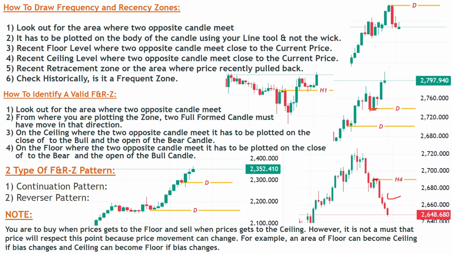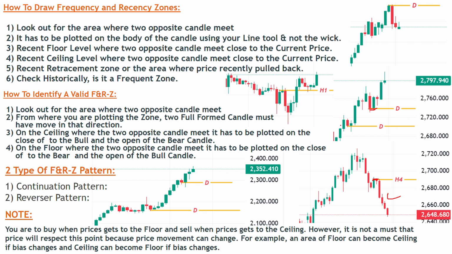Number two, it has to be plotted on the body. You can see all these are plotted on the body of the candle, not the wick. You can see on the body, not the wick, using your line, either your horizontal ray, your horizontal line or your trend line, to plot them out and see them as a zone. Just see them as a zone.